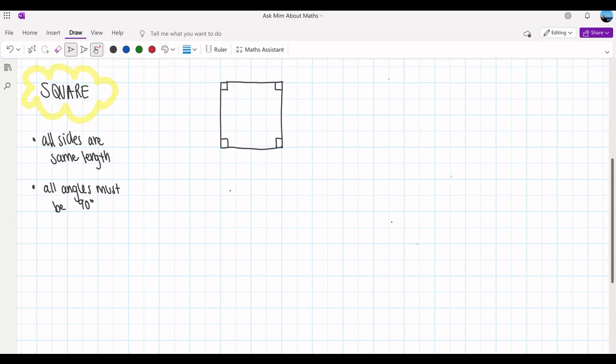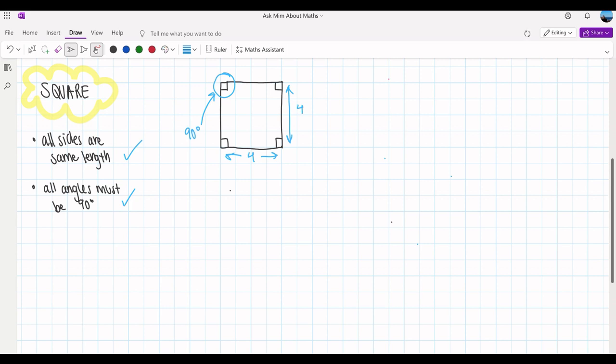Let's take a look at this square here. We can see that it goes up by 4 boxes and across by 4 boxes, which means we satisfy the first condition that all sides must be the same length. The second condition is that all the angles need to be 90 degrees, which we can see by this little square in the corner. That shows that it's a 90-degree angle, so we know that this is definitely a square.